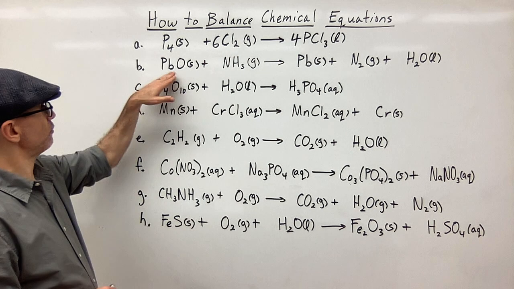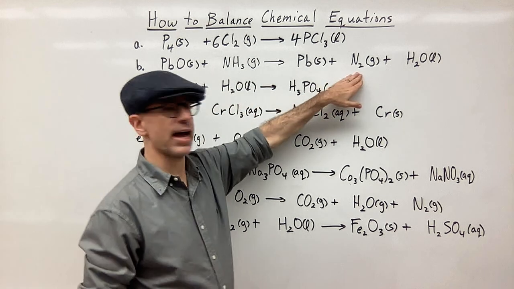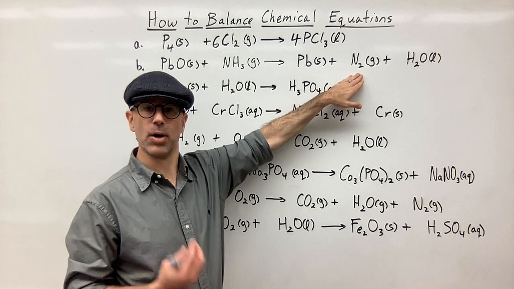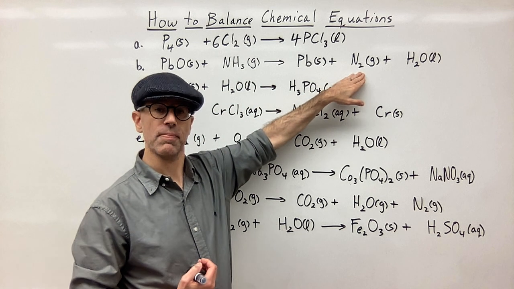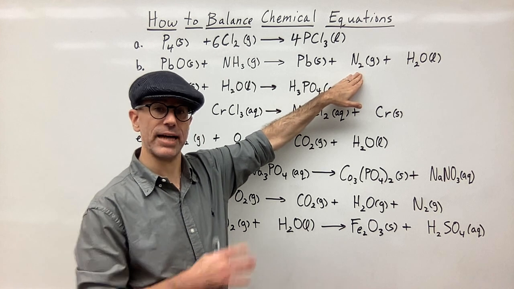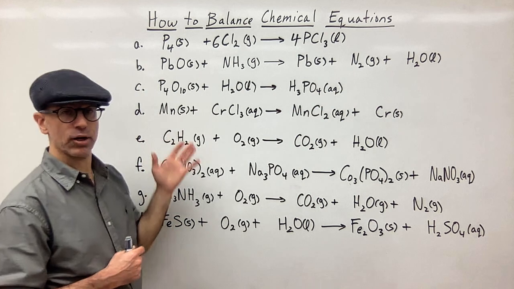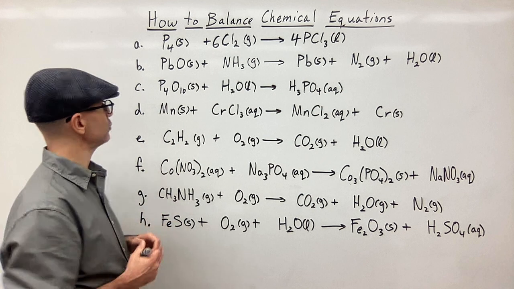So here I have this equation. You'll see right away that I have nitrogen by itself. It's not part of a compound here. So I'm going to save nitrogen for last. I'm going to balance nitrogen last, and balance everything else first. Again, I'm going to start with metals and then balance nonmetals.